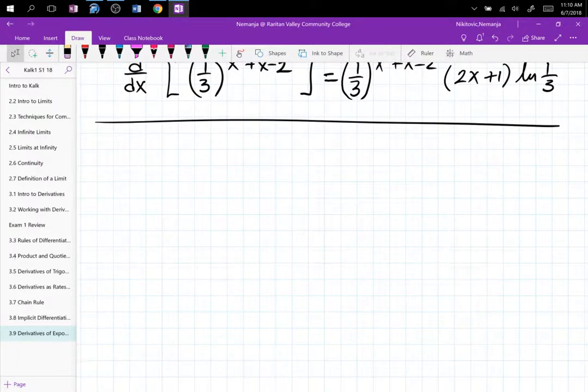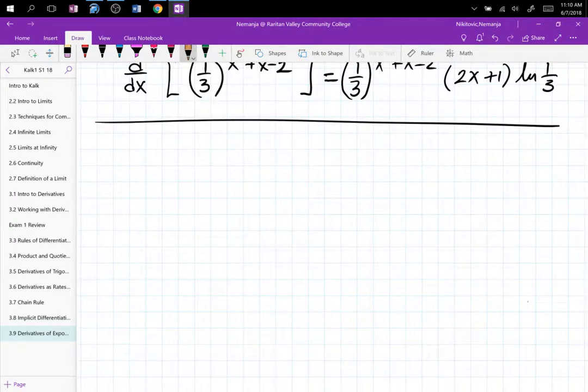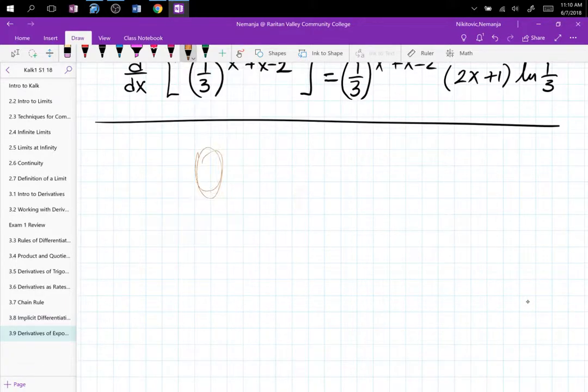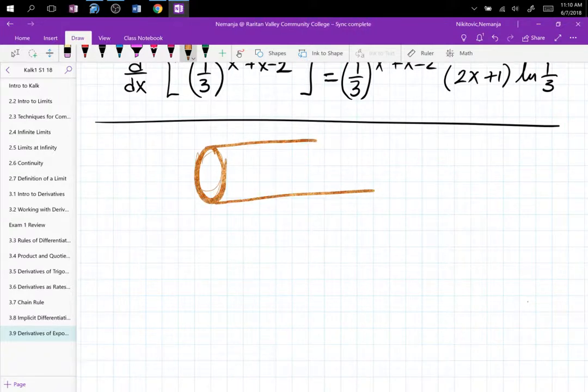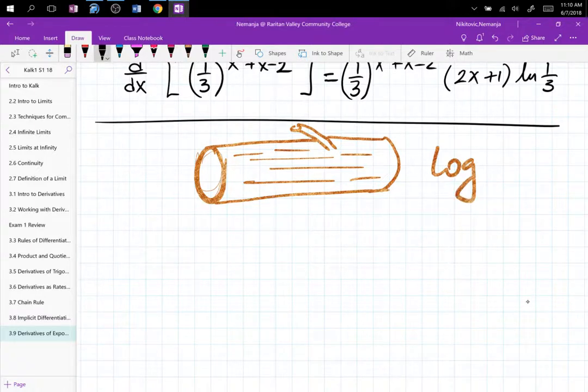Now we go to the next. Can I pull this off? I don't know. It's going to look weird, right? What is this? It's a log. Nice. Perfect. All right. I still got it.